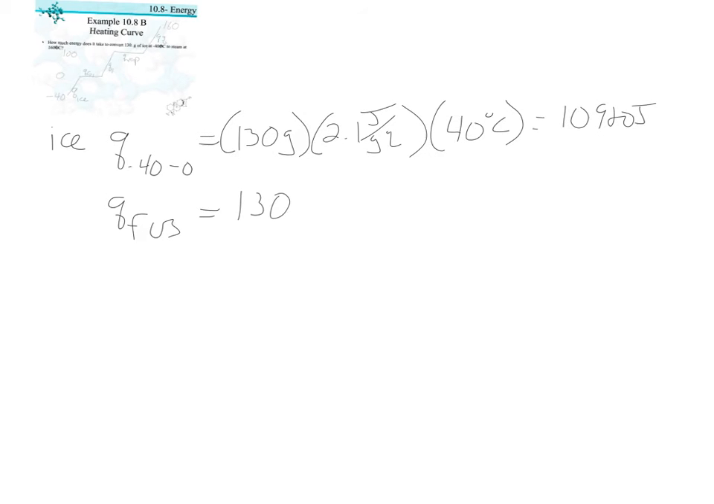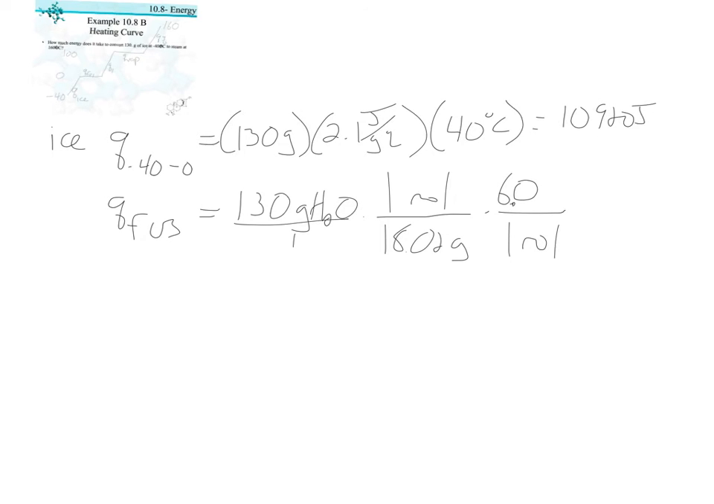Now we have the heat of fusion, which is melting the ice, which depends on how much ice we have. So 130 grams of water. Since our heat of fusion is given per mole, we need to know how many moles we have. 18.02 grams per mole. Then our heat of fusion is 6.0 kilojoules per mole. So 43 kilojoules.